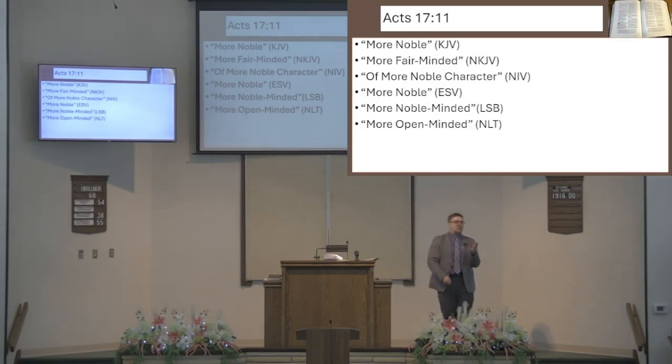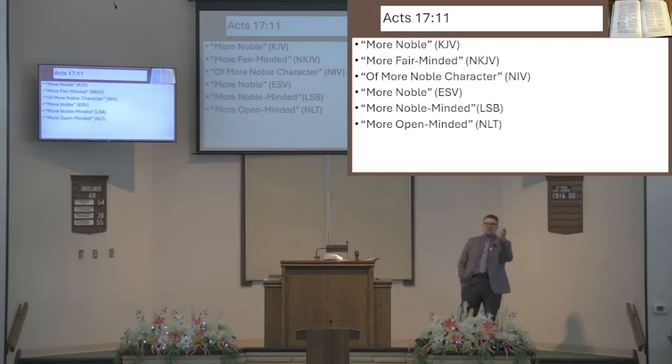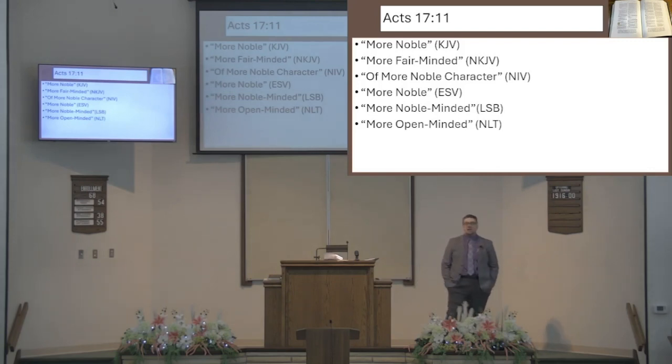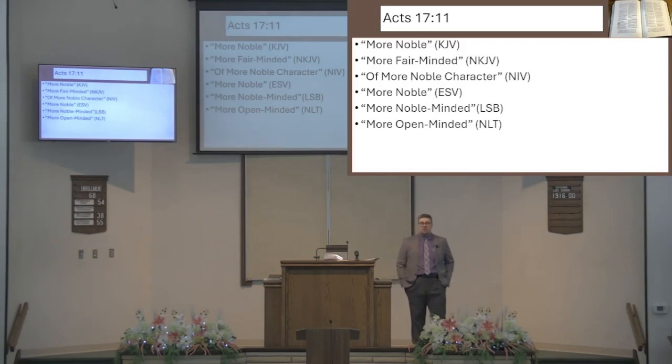So because of that, we could describe them as having a more noble character. The LSB and the New American Standard as well tries to strike a balance between the two. They're more noble-minded. It was their mind that was more noble. Now the NLT, while it may not be the most accurate translation of this text, I think gives the best commentary on the text and explanation, and that is the idea of them being more noble-minded is they were more open-minded. They were more willing to listen than those at Thessalonica.